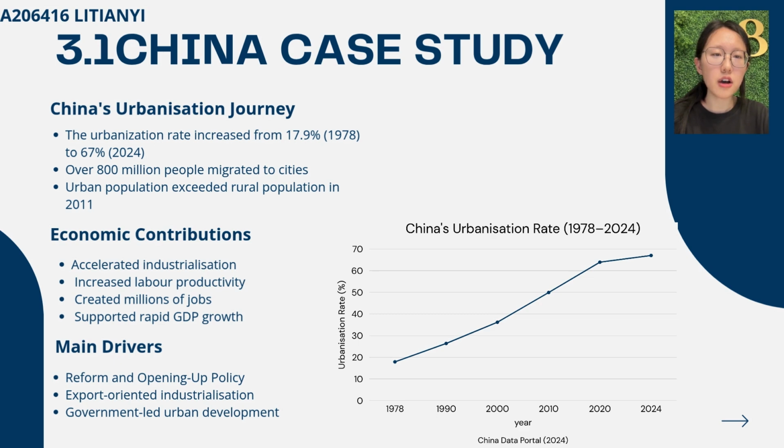From the perspective of development economics, this process reflects the dual sectors model. Labor gradually moved from the traditional agricultural sector to the modern industrial and service sectors, where productivity and wages were higher. This structural transformation helped accelerate industrialization, increase labor productivity, and support China's rapid economic growth.